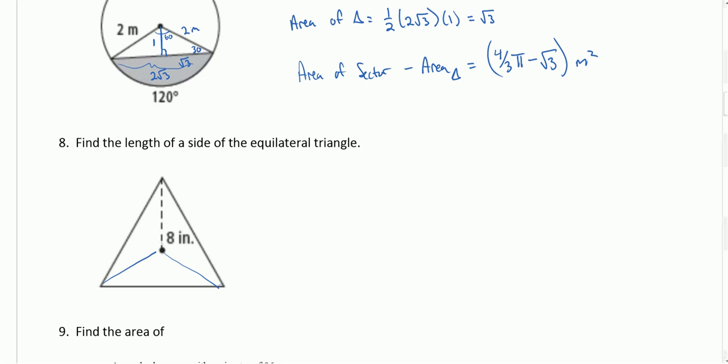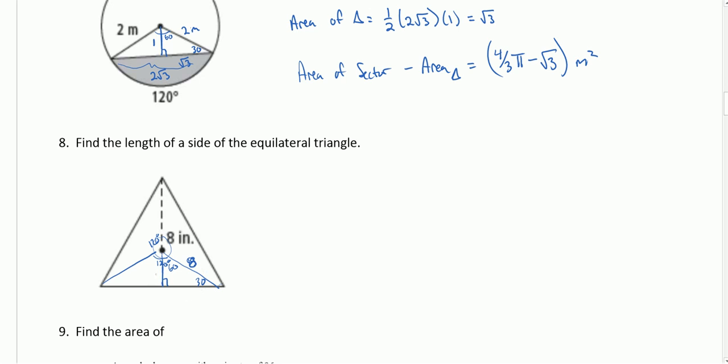So we've divvied up the center, which is 360, into 3 equal parts. So we have 120 degrees on each angle. If we draw the altitude, we get a 30, 60, 90 with a hypotenuse of 8 inches.